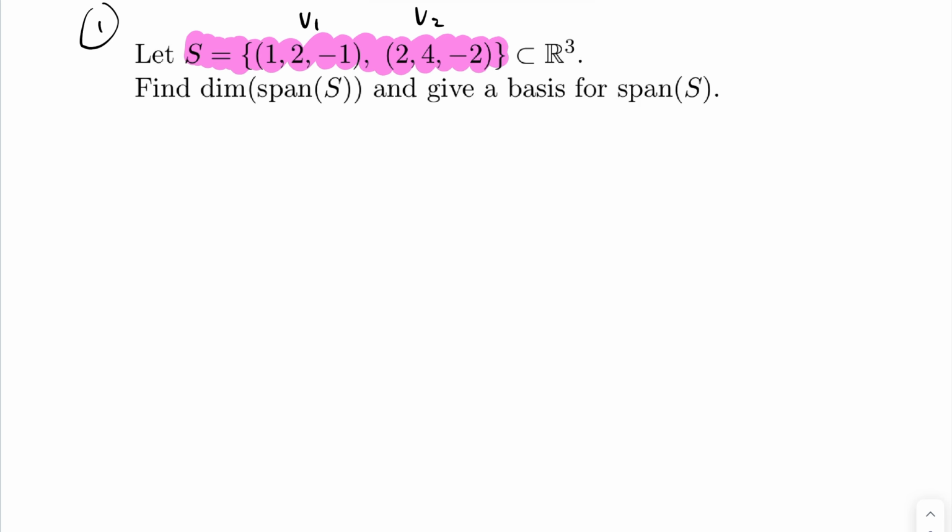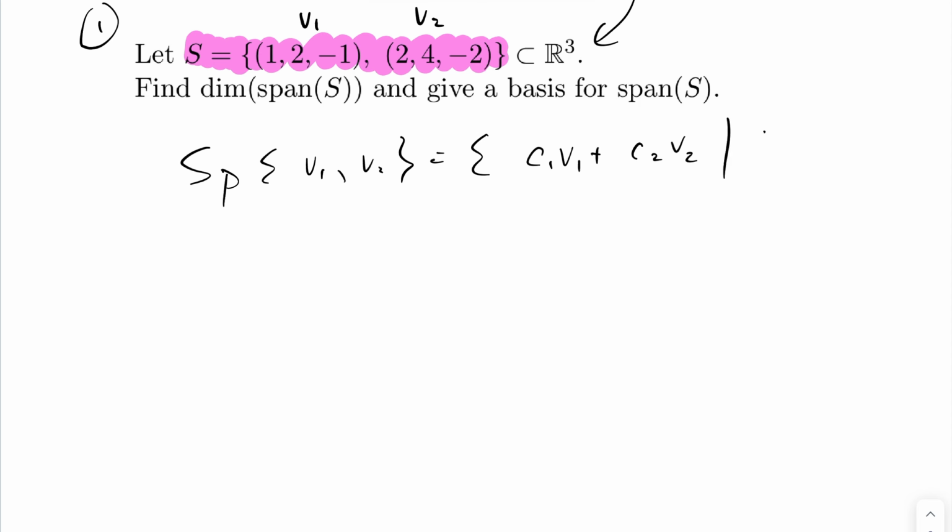And they tell us that these vectors are coming out of R3. We can see that there's three coordinates here. And they want us to find the dimension of the span of these vectors. So just to remind you what the span is, when you take the span of a set of vectors, like if I take the span of the set v1, v2, that's the collection of all linear combinations of the vectors v1 and v2, where c1 and c2, in this case, come out of the real number system here. And that's the span of the set. They want the dimension of the span here.